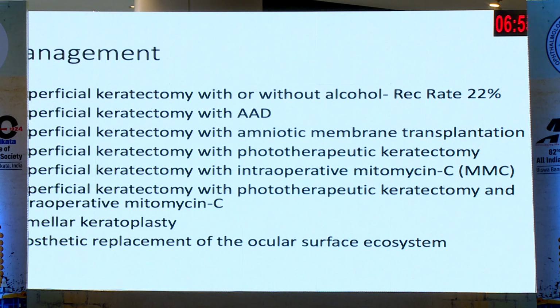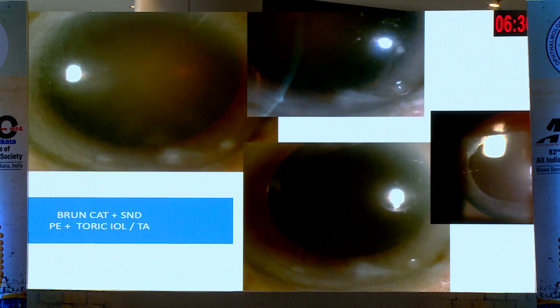Now, like we just mentioned, superficial keratectomy can be combined with other procedures which will reduce your recurrence rate. So either you can use alcohol to loosen the epithelium, or you can couple it with an amniotic membrane transplantation, or you can use mitomycin C 0.02%. And if the patient is unwilling for all these procedures, and if it can be replaced with a simple PROSE lens and give symptomatic as well as visual improvement, then you can go ahead with that also.